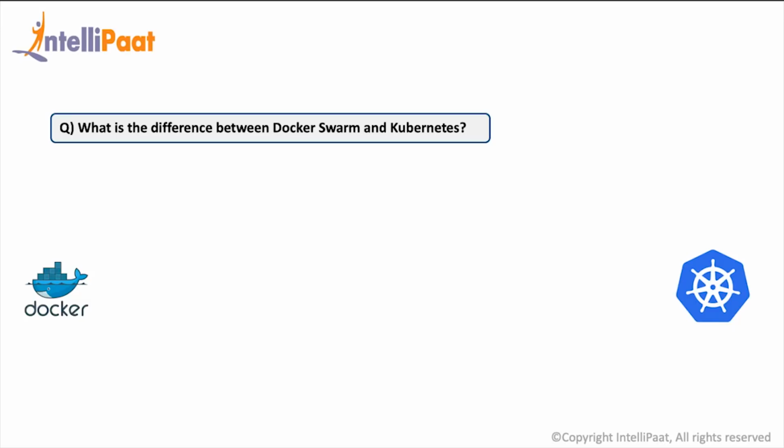Now, they're both container orchestration tools. We just saw that. But why do we have two? Or if I were to choose between Kubernetes and Docker Swarm, which should I choose? All right, so let's look at the differences between each one of them.